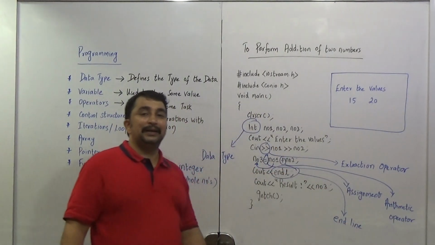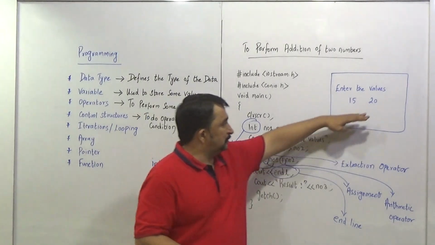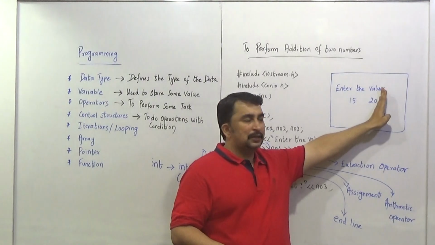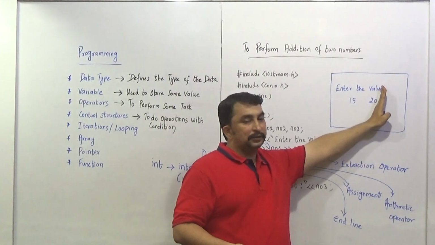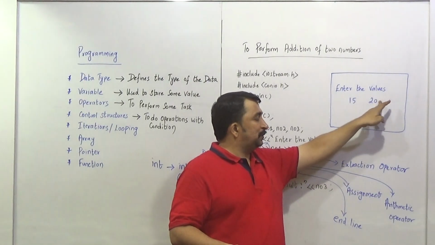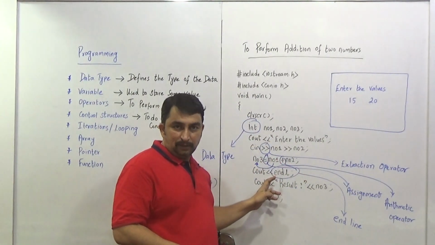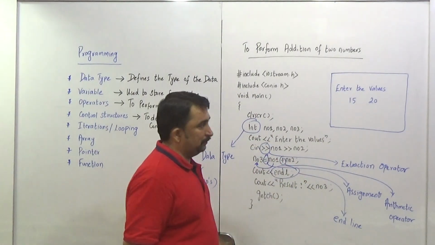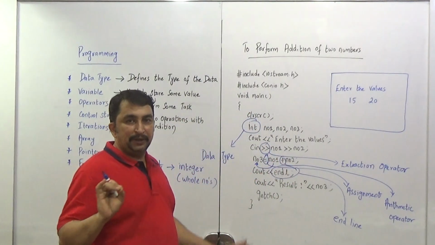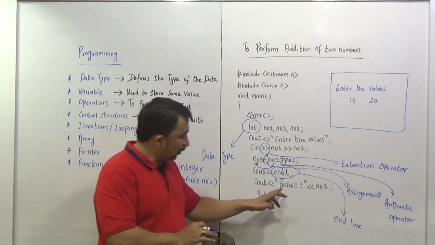endl is nothing but end line. That means it will display a new line. Instead of the cursor staying at the next character position after you accept the value, if you want to display the output on the next line, then you have to use endl. Endl means new line. Whatever statement you give next will be displayed on the new line. That next statement is cout result number 3.